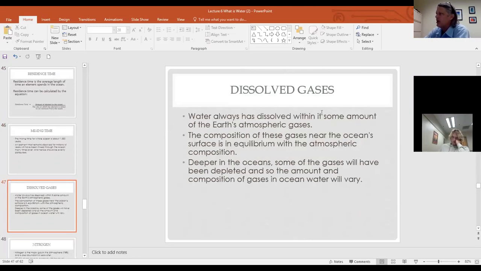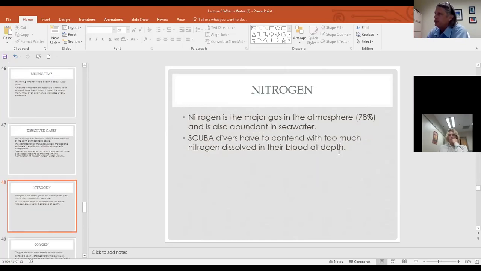Dissolved gases, it varies. But temperature and pressure: with great pressure and cooler temperatures, gases dissolve better. Nitrogen is the major gas in the atmosphere. It is also the most abundant dissolved gas.